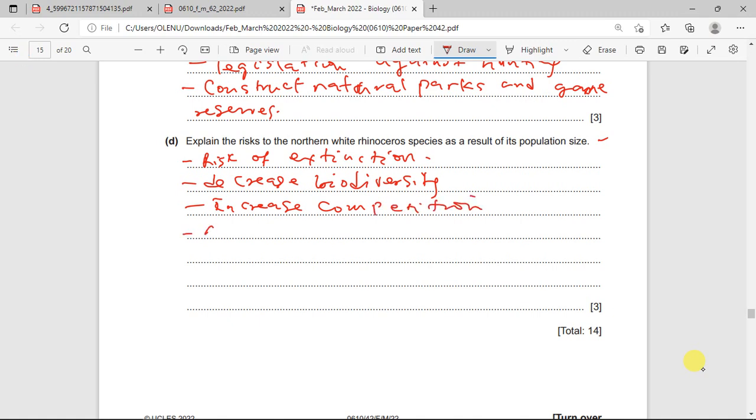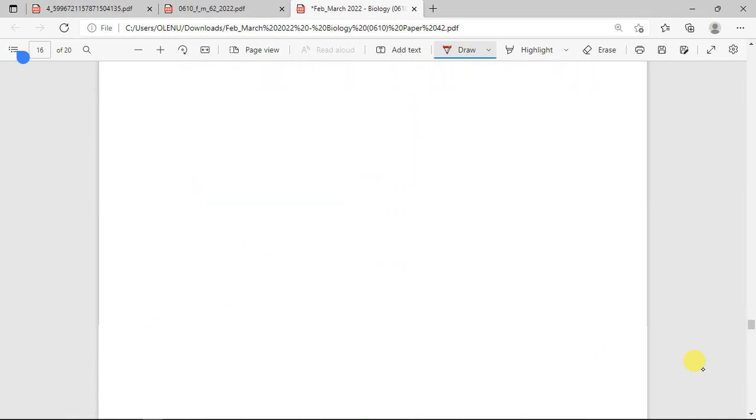It will also affect the food chain. Decrease evolution. That's an effect. That is why it's dying out. Decrease evolution, therefore it cannot adapt to environmental changes.